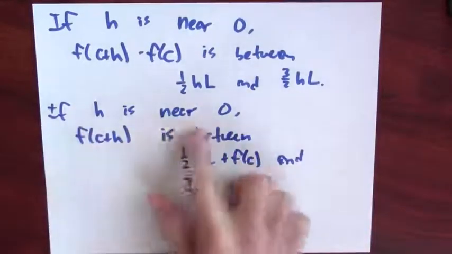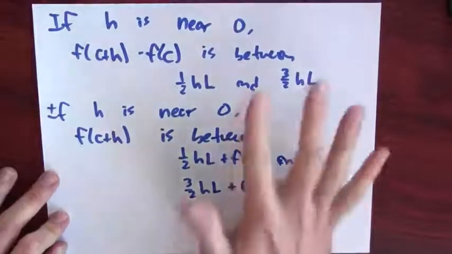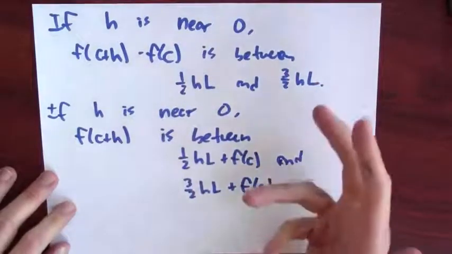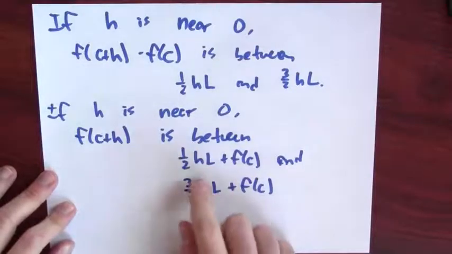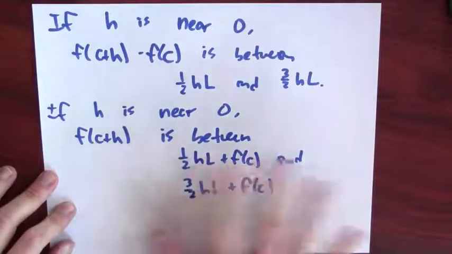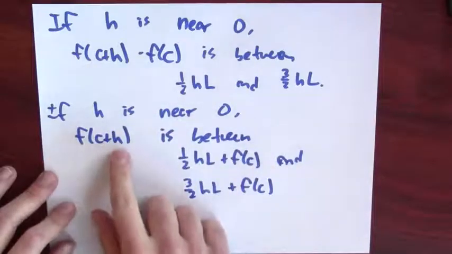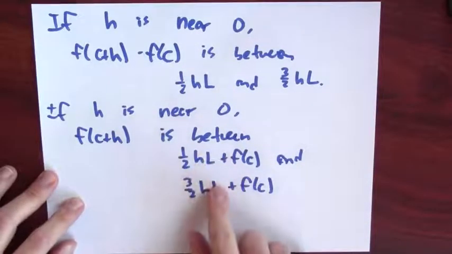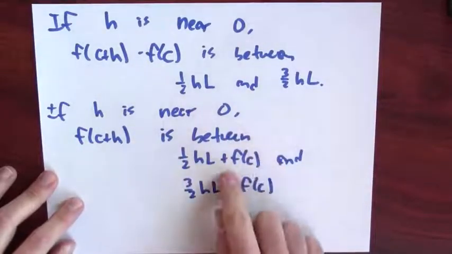We've shown that if h is small enough, f of c plus h is between these two numbers. Now, why would you care? Well, think about some possibilities. What if L is positive? If L is positive and h is some small but positive number, this is telling me that f of c plus h, being between these two numbers, is in particular bigger than f of c.